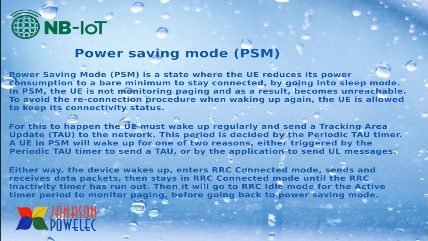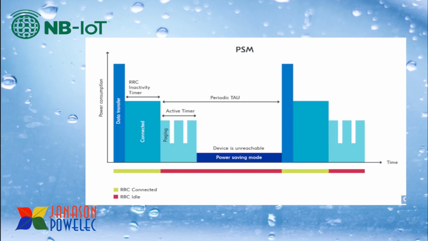Either way, the device wakes up, enters RRC connected mode, sends and receives data packets, then stays in RRC connected mode until the RRC inactivity timer has run out. Then it will go to RRC idle mode for the active timer period to monitor paging before going back to power saving mode. This image gives a graphical representation of various timers.